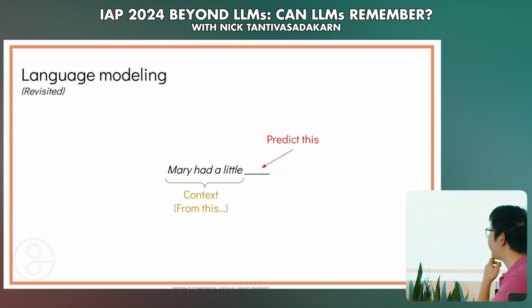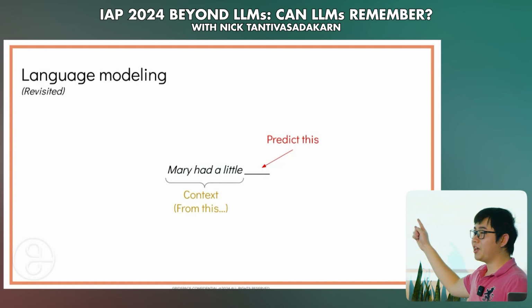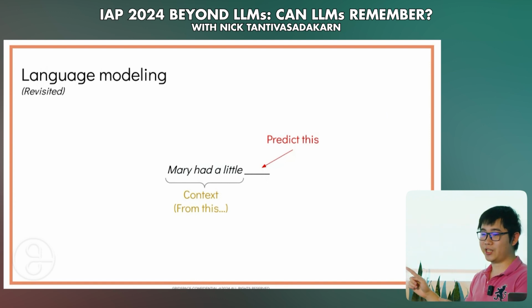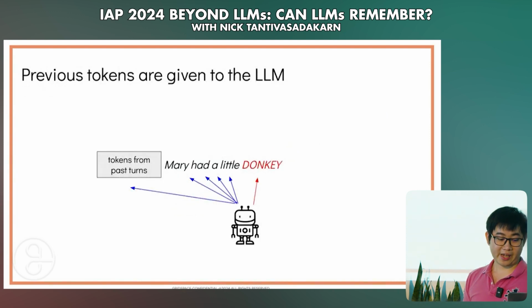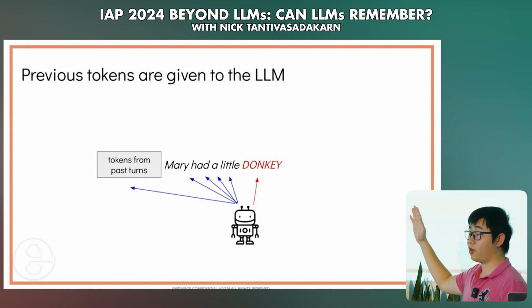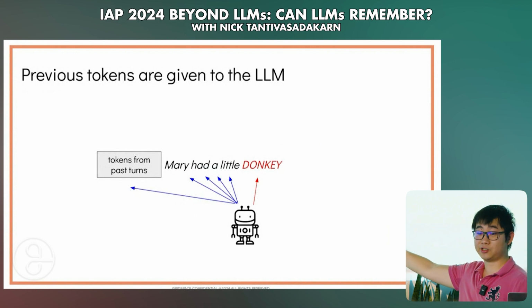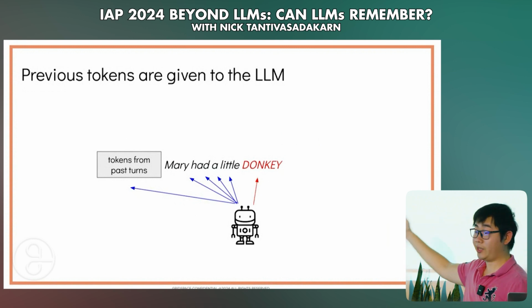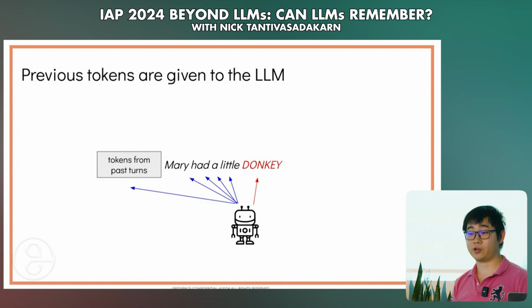So let's revisit the language modeling task, where there's a context and you're trying to predict something new. One thing that I left out is that in many multi-turn, chat-style language models, they also have the tokens from past turns, as well as some other information that they use. For example, even though the current sentence about Mary has a little blank, if somewhere in the context in the past they talked about Mary having a donkey, then instead of a lamb, the LLM would know that they're actually talking about a donkey and not a lamb.